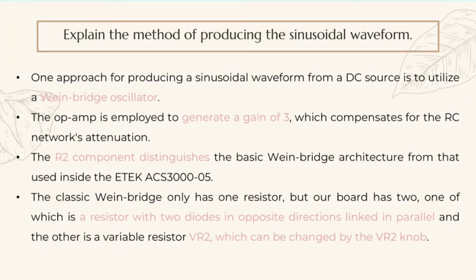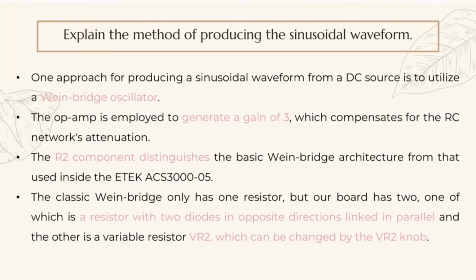The basic component of the Wien bridge is a pair of RC networks, one of which is connected in series and the other in parallel. The op-amp is employed to generate a gain of 3, which compensates for the RC network's attenuation. The R2 component distinguishes the basic Wien bridge architecture from that used inside the ETEK SES 3005.